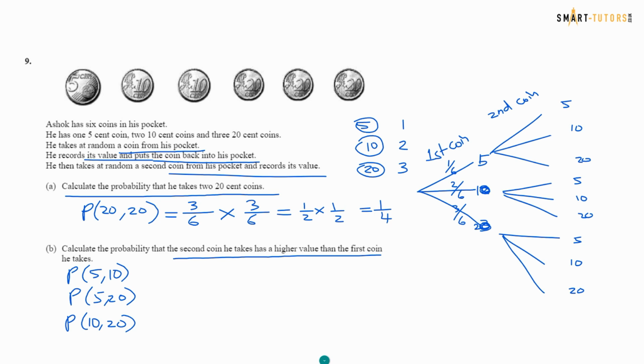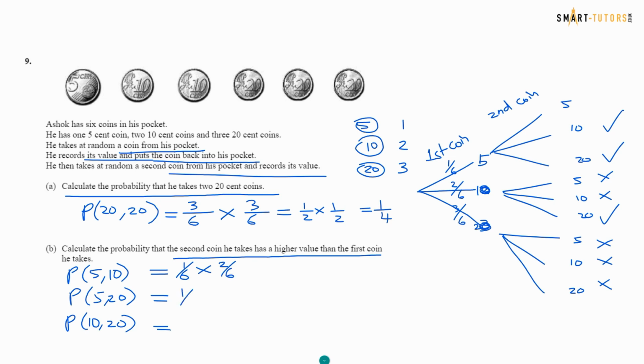So 20 5 won't come. 20 10, 20 20, no, no, and no. This will come, no, no, and this will come, and this will come. Those are the events. So as long as you find the probability for these, you are done. So probability of 5 is 1 upon 6 times probability of 10 is going to be 2 upon 6, right?